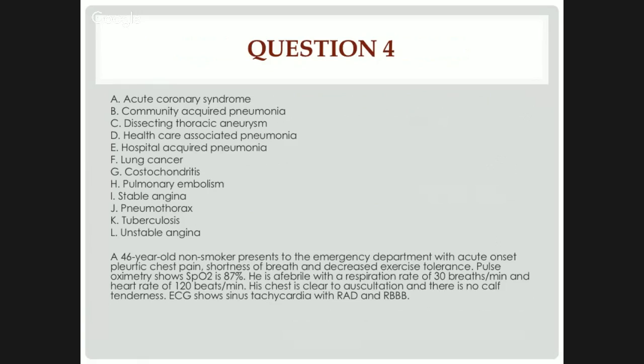Perfect. Easy. 46-year-old non-smoker presents to ED with acute onset pleuritic chest pain, shortness of breath, and decreased exercise tolerance. Pulse ox shows SATs of 87%, afebrile, respiratory rate of 30 breaths per minute, and he's tachycardic. His chest is clear to auscultation with no calf tenderness. ECG shows sinus tachycardia with right axis deviation and right bundle branch block.